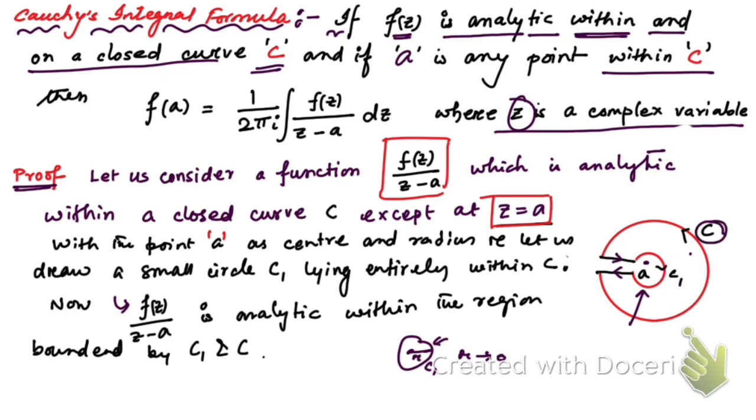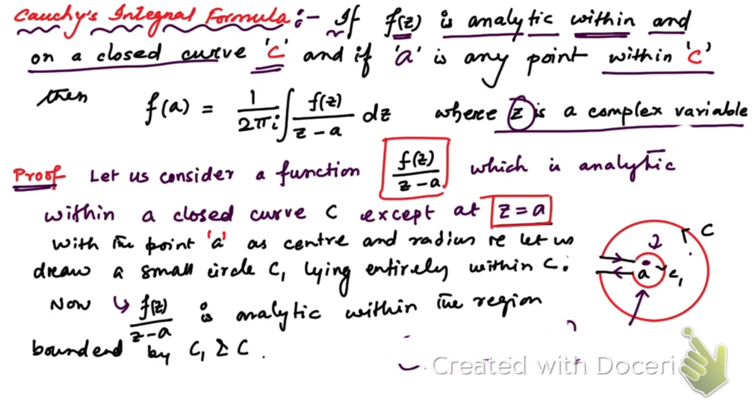Okay, so that's why, if this C1 is such a small circle that it encloses only this point A, where this function that we have considered is not analytic, then it must be a very small circle such that r tends to 0. R is the radius of the circle C1, right? So we have considered it that way.